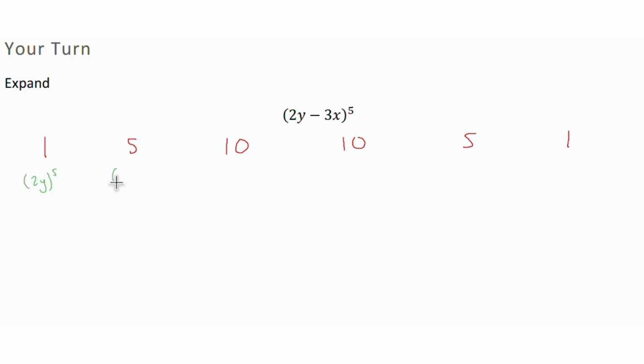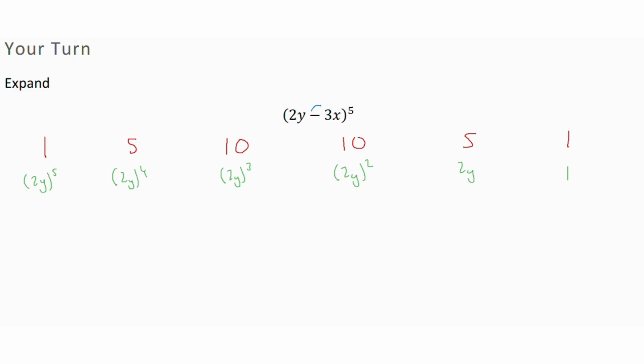2y to the power of 5, 2y to the power of 4, 2y cubed, 2y squared, 2y to the 1, 2y to the 0. And to be honest, at this point, I probably wouldn't even write that one down, I'd just write that straight as 1.